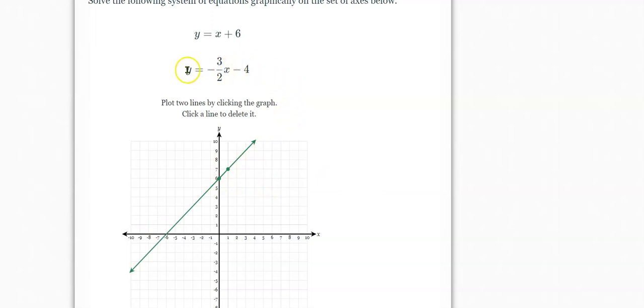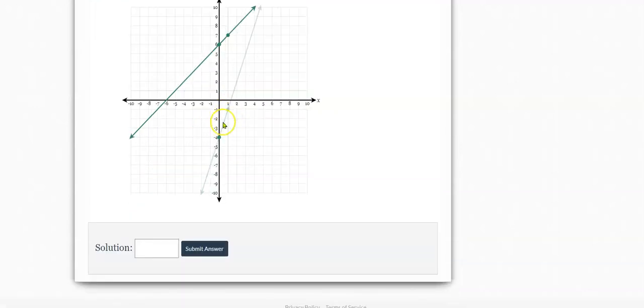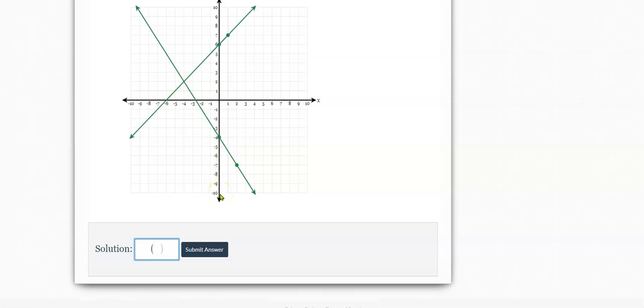Now I'm ready to plot the second line. My y-intercept is -4. My slope is -3 over 2. So from -4, I'm going to go down 3, but +2. So I can only use that negative one time. So now I have my two linear equations, and their point of intersection will be my solution. So the solution on the x number line is -4, and on the y number line it's +2. So -4, 2.